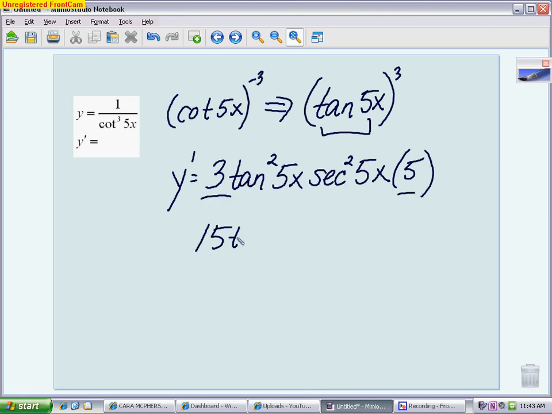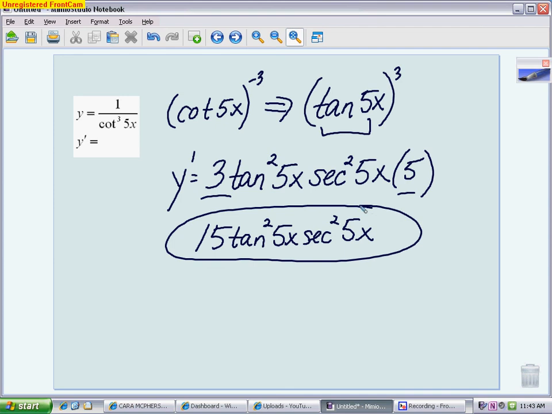The other two parts of my derivative are both independent trig functions, and I'm just going to write them down side by side. So this gives you an idea of how rewriting can be very effective even when it's not algebraic, even when it's trig, if you know your basic trig reciprocals.